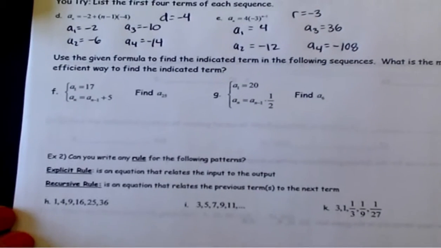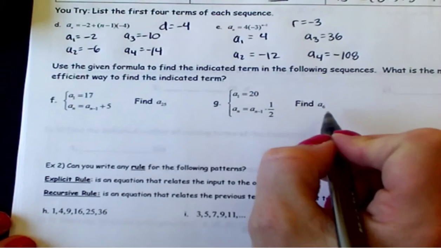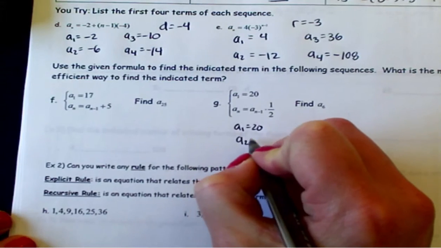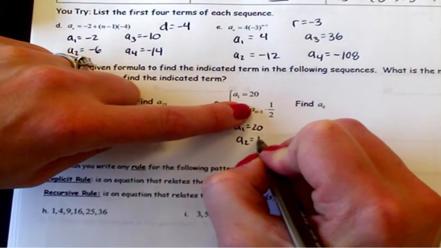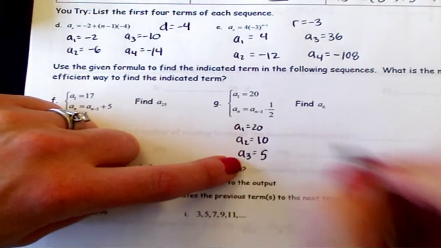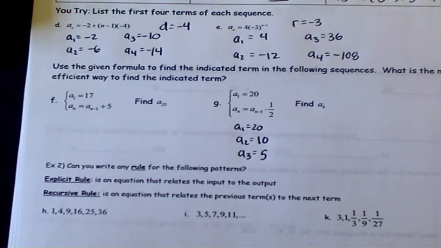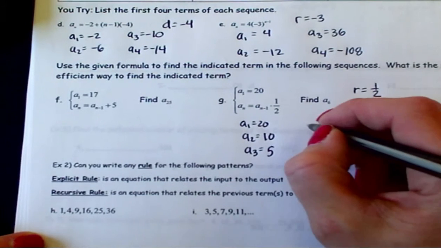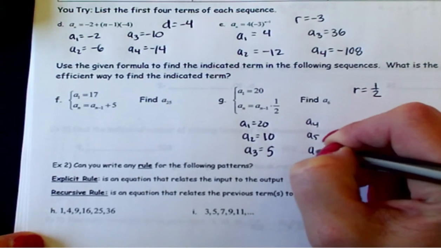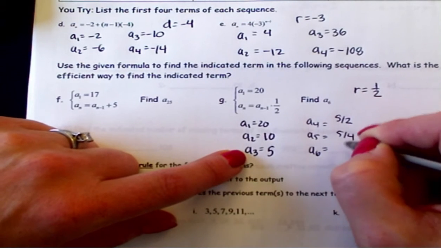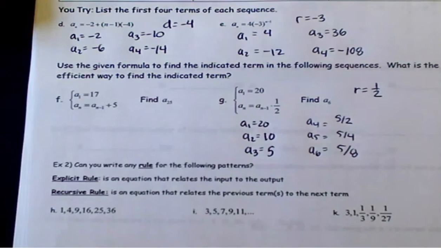Okay, now for the good ones. Find the sixth term. Well, I'm going to start with my first term, so that's 20. My second term is 20 times a half. My third term is 10 times a half. Okay, 3 terms makes a pattern. Use the pattern. This is a ratio of 1/2. 4th, 5th, 6th. 5 halves. 5 fourths. 5 eighths. Times 1/2.